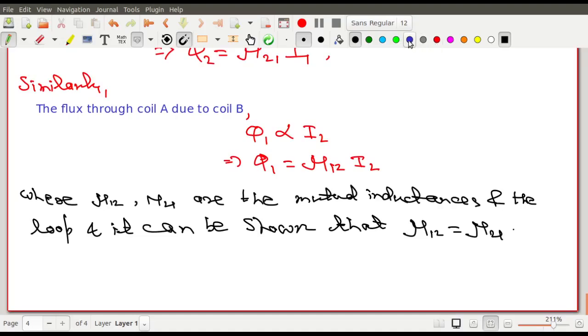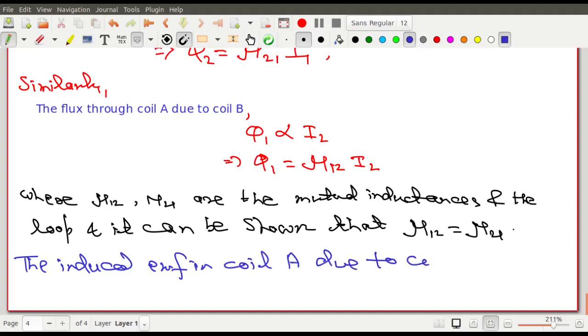You may write over here: the induced EMF in coil 2 due to coil 1, and the induced EMF in coil 1, coil A, due to coil 2, coil B. What is the formula for E? E, you know, is d phi dt. First of all, I was doing it for coil B. The induced EMF in coil B due to coil A.